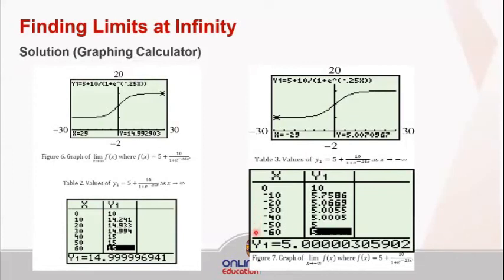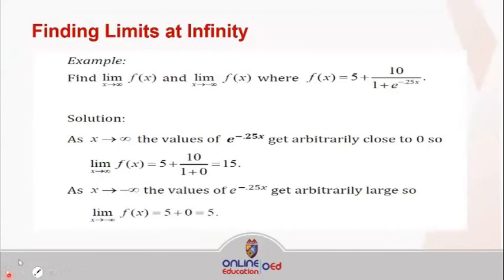And then sa graph natin, habang ginagamit natin itong value natin habang lumiliit yung value ng x, mas lumalapit siya sa value ng 5. So, balikan natin yung kanina. For the positive infinity, we have yung 15. And for the negative infinity, we have yung 5.